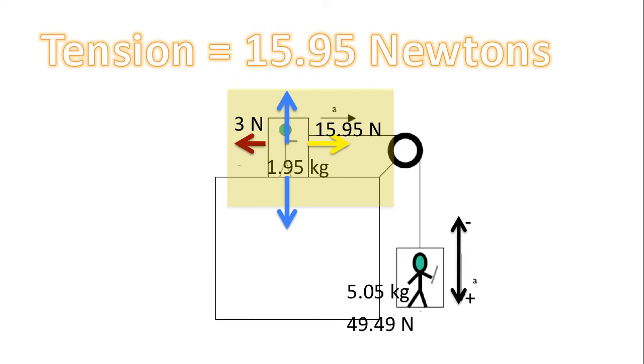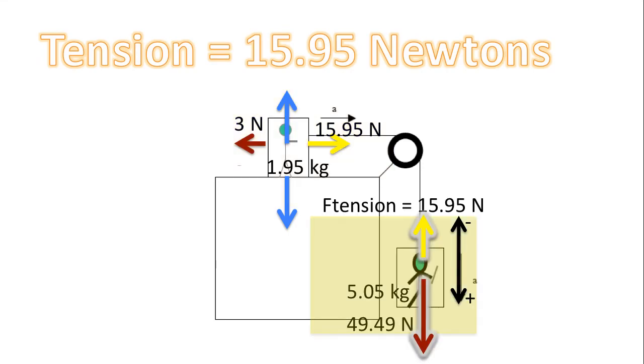Now, focusing our attention on that object there, does 15.95 newtons make sense? It does. We know that the tension has to be bigger than 3 newtons, otherwise the object could not move towards the right. So for this instance, it sort of makes sense. Similarly, it makes sense for the other object. We know that the tension has to be less than 49.49 newtons. Why do we know that? Because if it was larger than 49.49 newtons, then the object would be moving upwards. But clearly from the simulation you saw, the object falls.